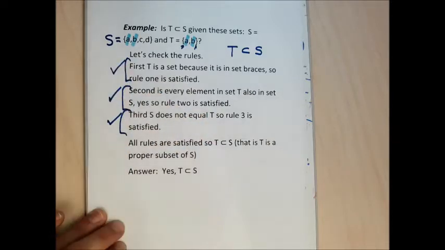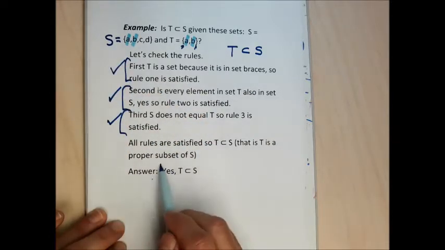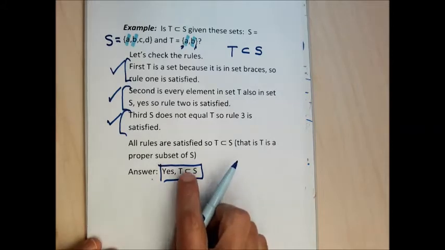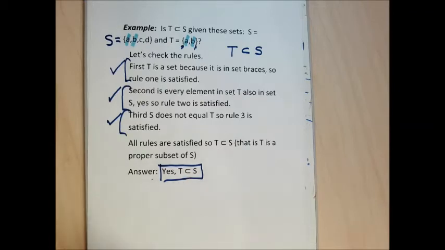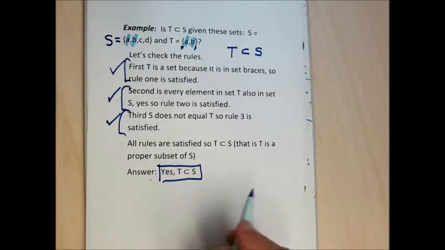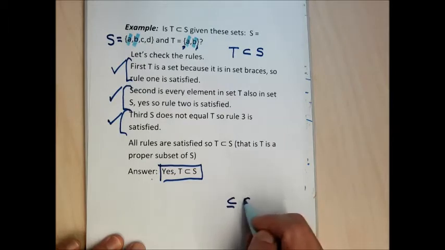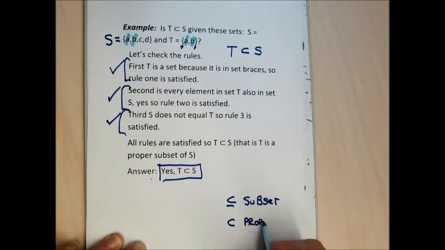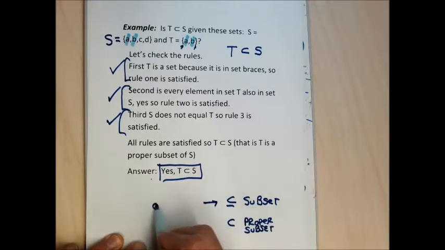So all three rules are satisfied, and the answer would be yes, T is a subset of S, a proper subset of S. So again, I get super lazy. I have to be so careful to not call that subset. I call that proper subset as opposed to subset. Subset again has that as a subset. I have to just keep reminding myself because I forget as often as you do, because I don't do a lot of subsetting in any other class. So it's super important that subset, it's okay to be equal.